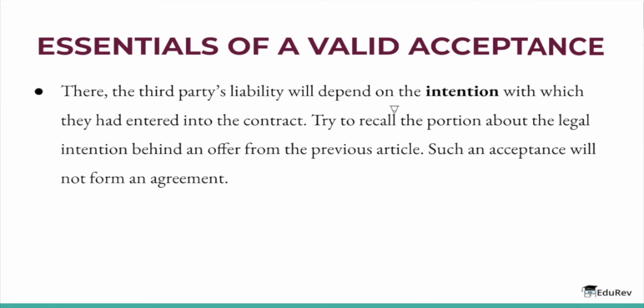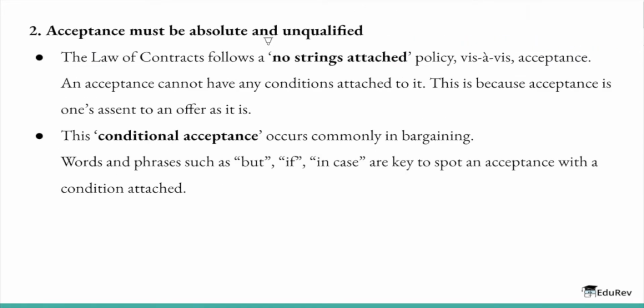The next one is that the acceptance must be absolute and unqualified. So the law of contracts follows a no strings attached policy, that is acceptance cannot have any conditions attached to it. This is because acceptance is one's assent to an offer as it is. The conditional acceptance occurs commonly in bargaining. Words and phrases such as but, if, in case are key to spot an acceptance with a condition attached.